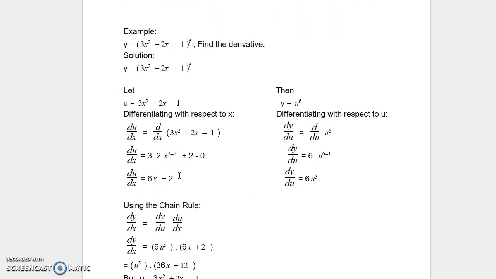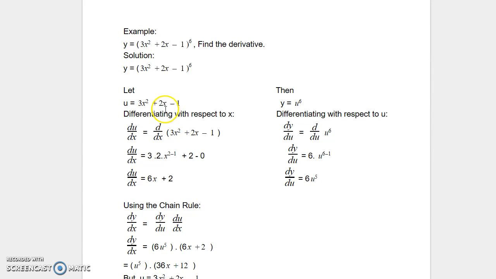Let's look at another example. Let's say this time we have a function y is equal to 3x squared plus 2x minus 1, the whole thing raised to the power of 6. We want to find the derivative of this complex function. We can use the chain rule to solve complex functions of this nature.